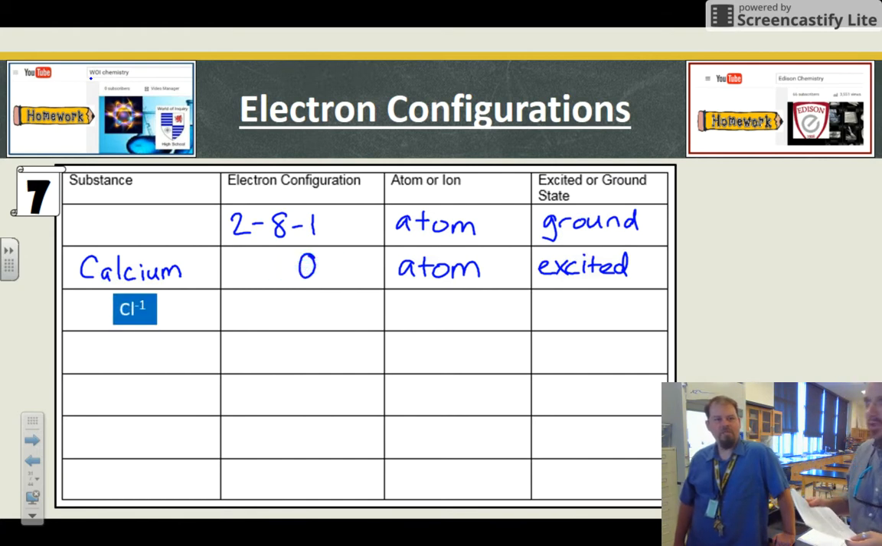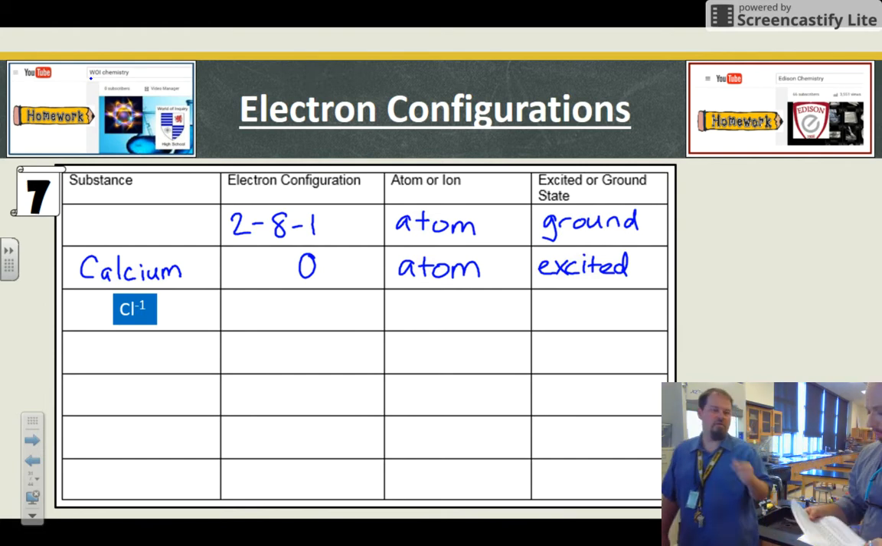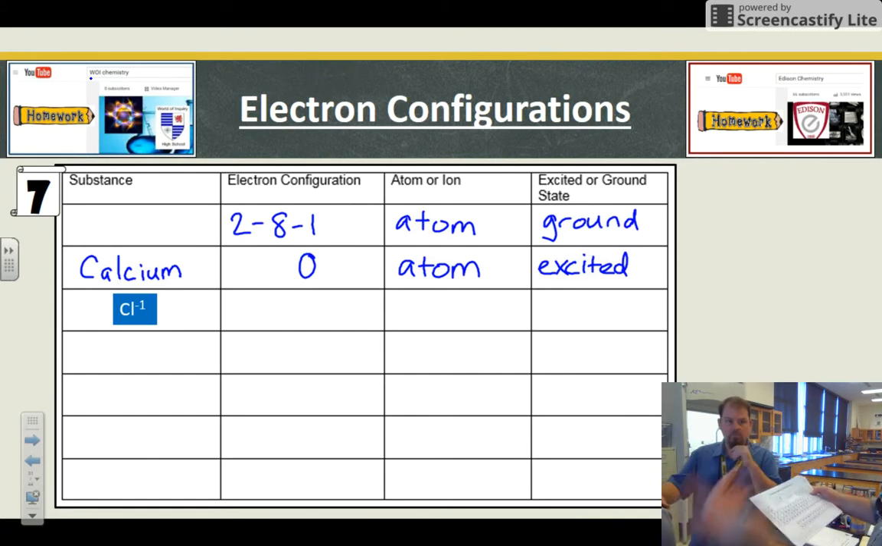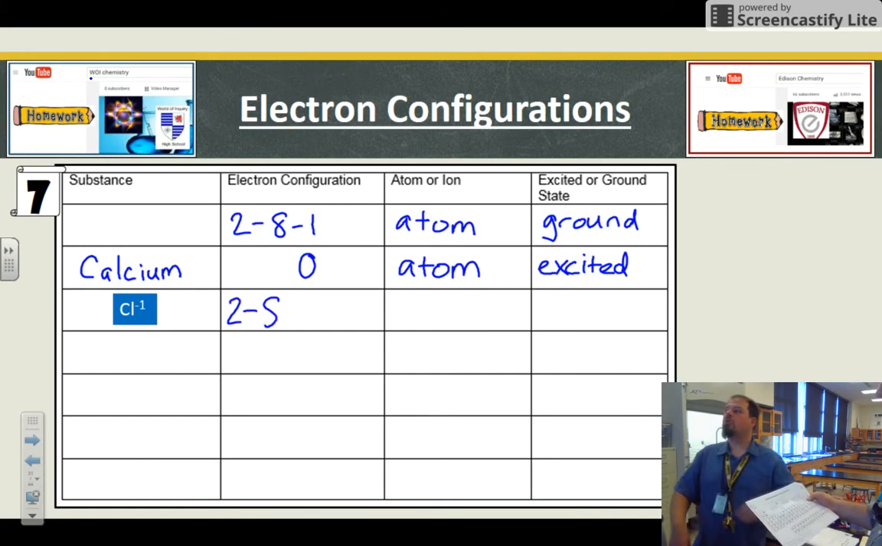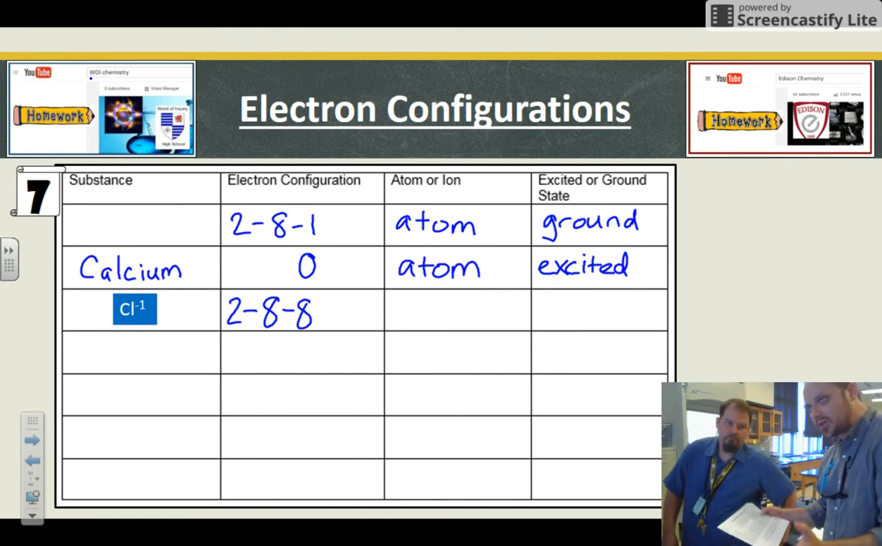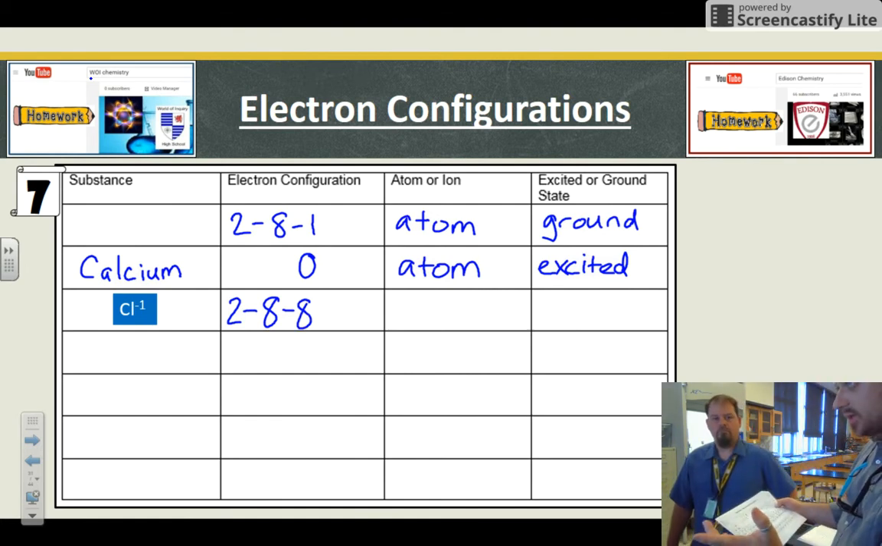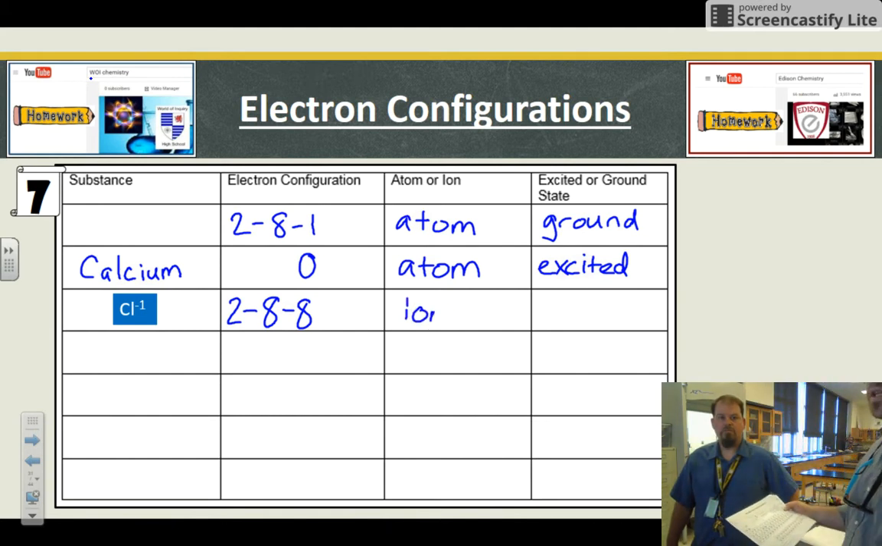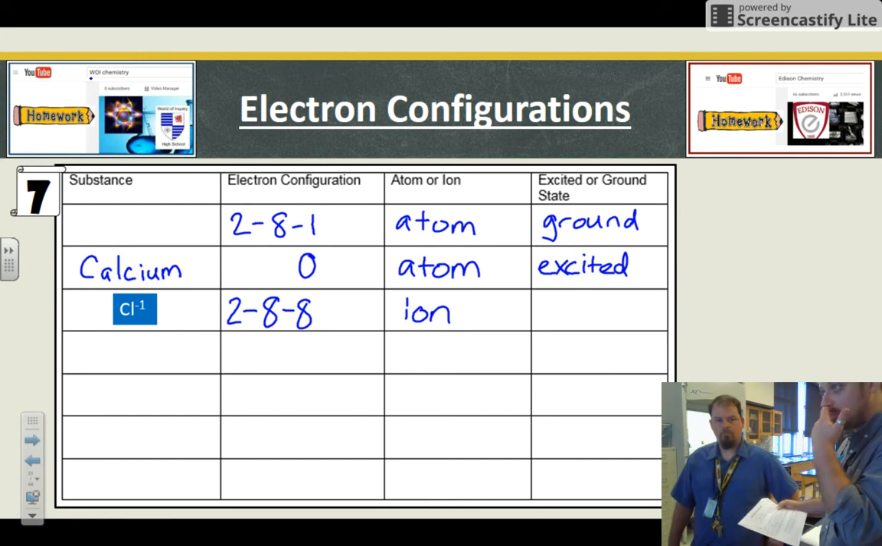Next one up. Cl with a -1 in the top right corner. All right, well, what's the configuration for chlorine? Let's start with that. Chlorine is 2-8-7, but that's the neutral atom. Let's write it. The neutral atom is 2-8-7, and we've added one more electron, so we'll do 2-8-8, because we've added one more electron, -1, to this atom to make it an ion. We know it's an ion because the top right corner's got that -1.